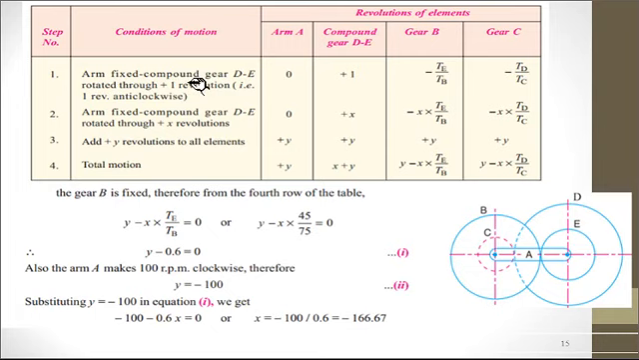Here arm is fixed is the first one. Then the statement is given: compound gear DE rotates through plus 1 revolution. Why are we taking compound gear DE? Here they are assuming that the power is transmitting from gear wheel DE, because we need to evaluate the speed of gear C. That is the only thing given in the problem.